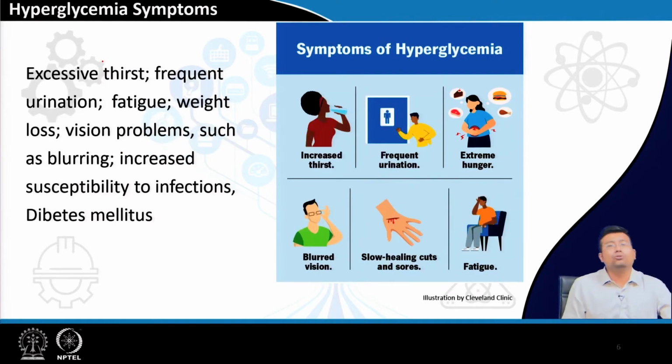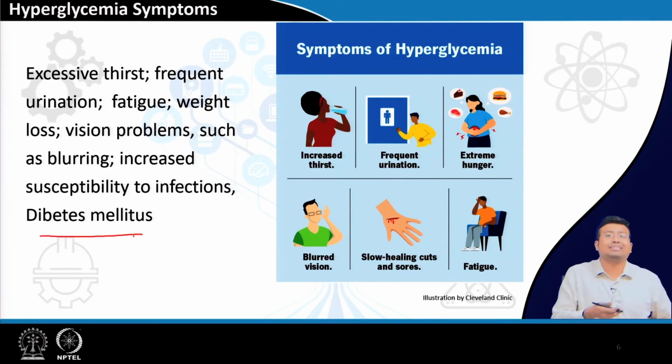We also need to know the symptoms of hyperglycemia. So what happens if excess blood glucose is there, right, in case of diabetes mellitus, right? So there will be excessive thirst, excessive hunger, excessive fatigue, excessive urination. In the long run, there will be excess weight loss.